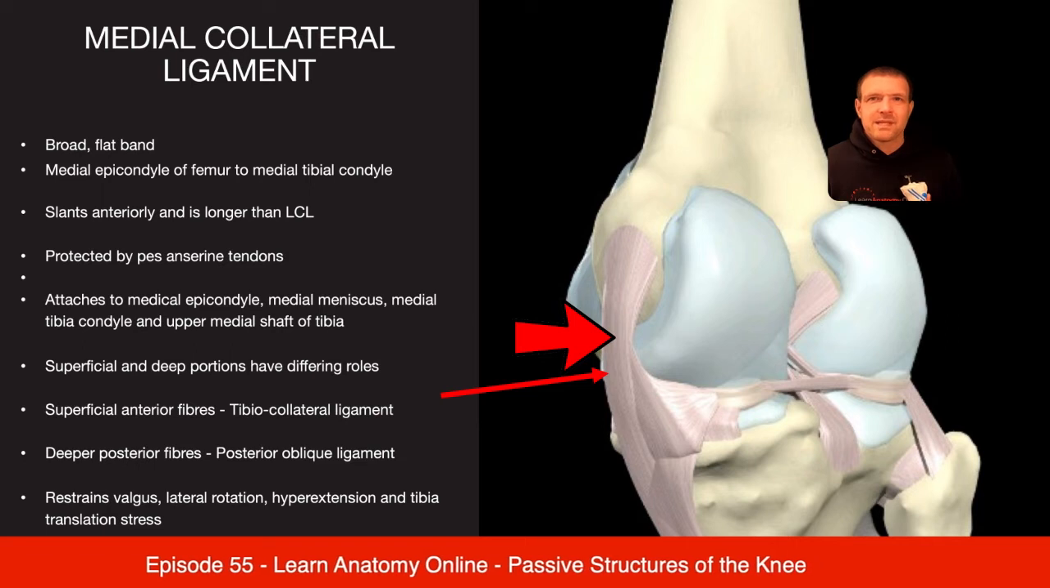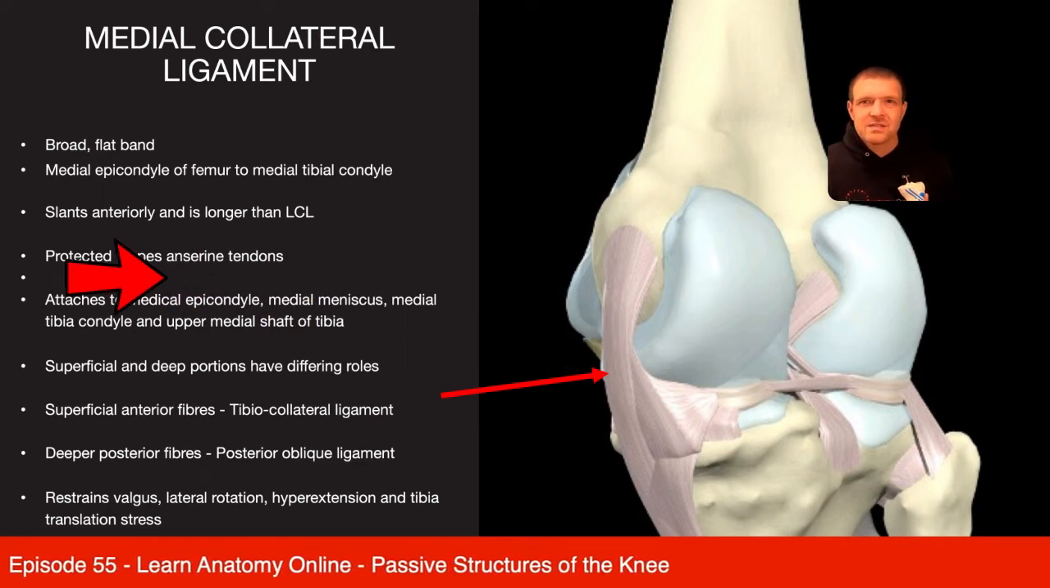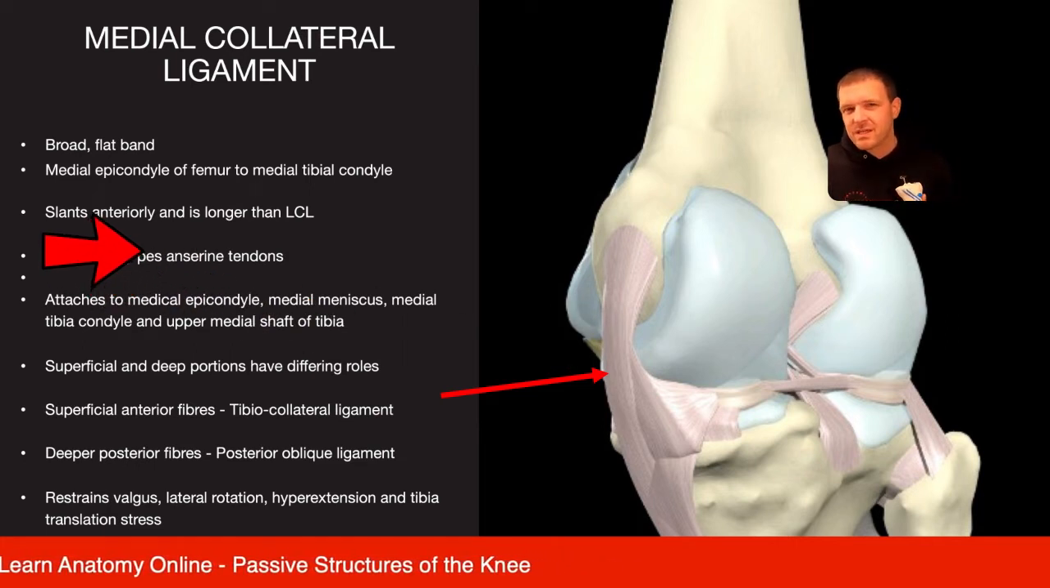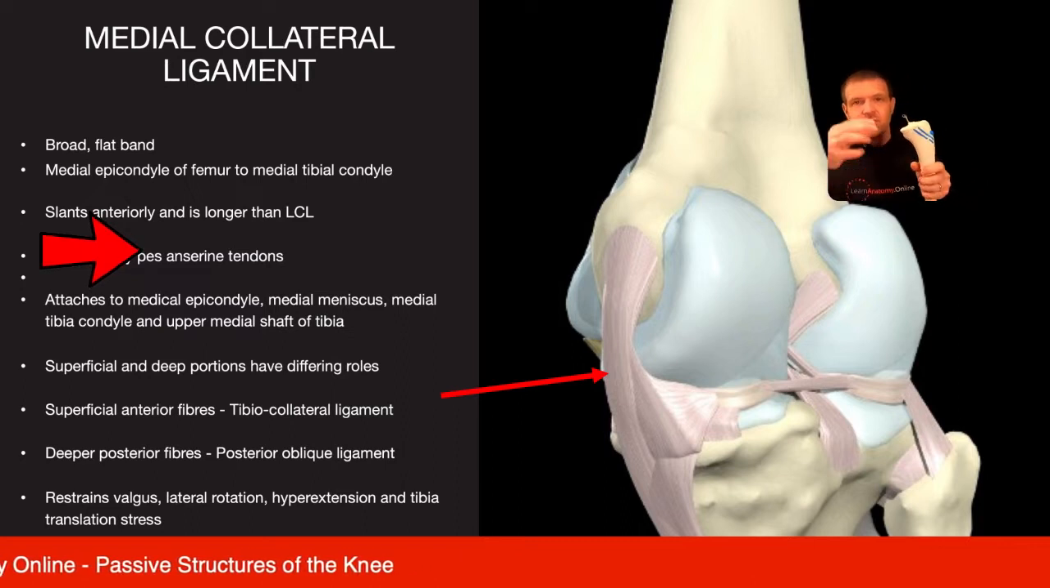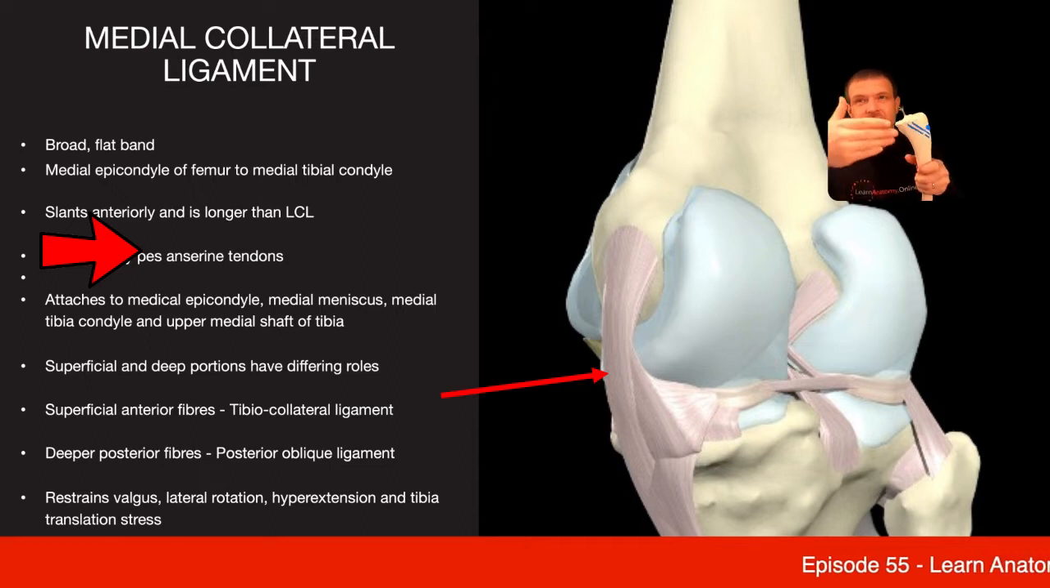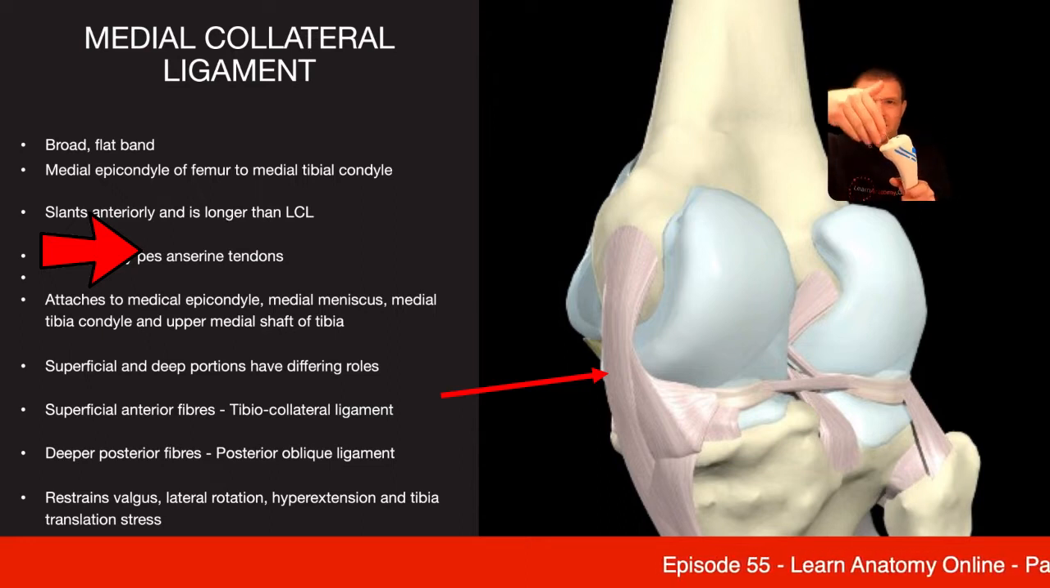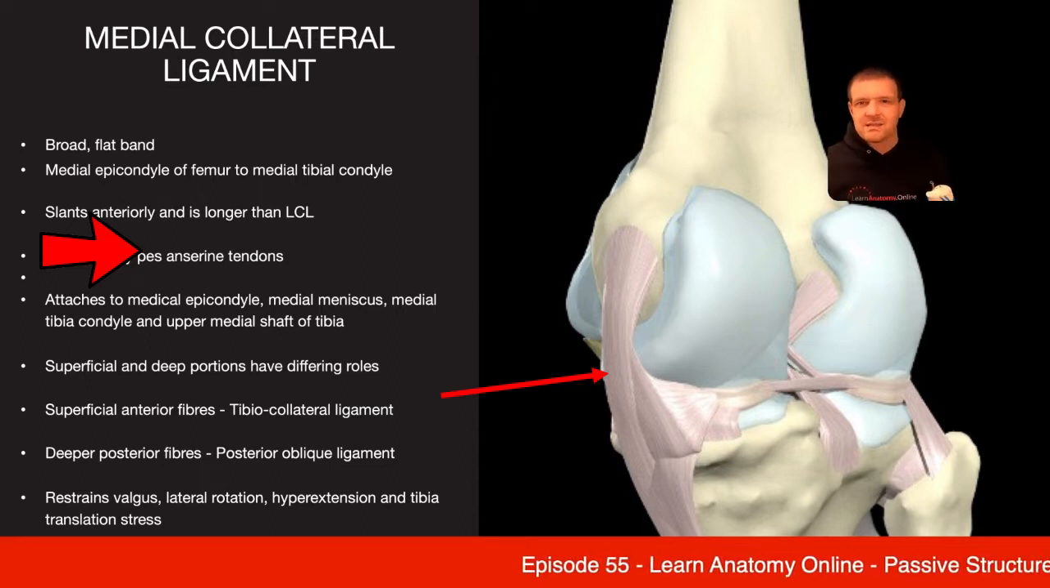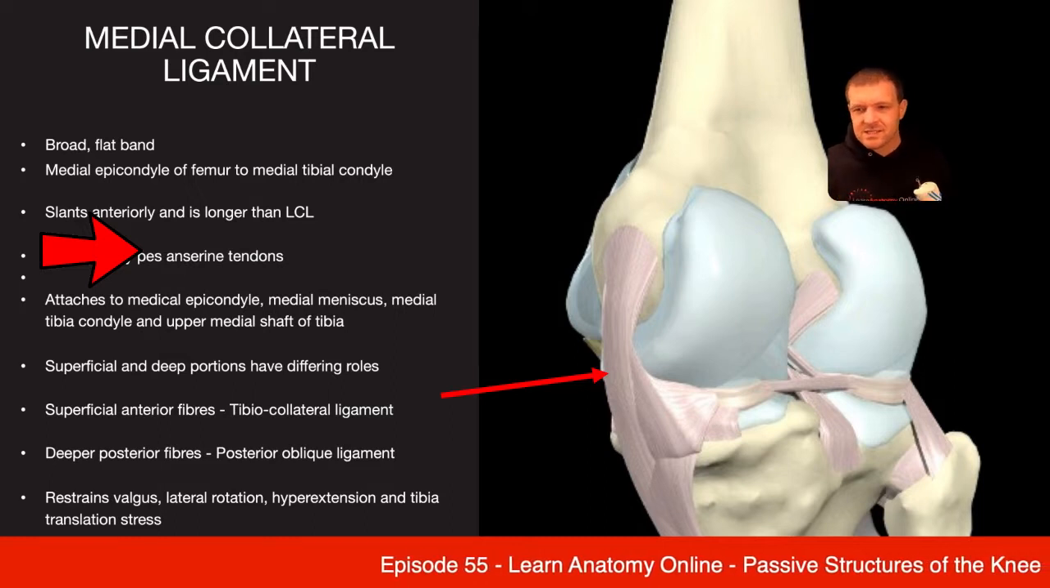Yeah, so it's protected by the pes anserine tendons. These tendons we're going to have a look at in the next section. We've got three tendons that attach down into that medial area. We've got the Sargent group, SGT, so sartorius, gracilis, and semitendinosus, all attach into there. So the medial collateral is underneath, or kind of blends into those tendons.